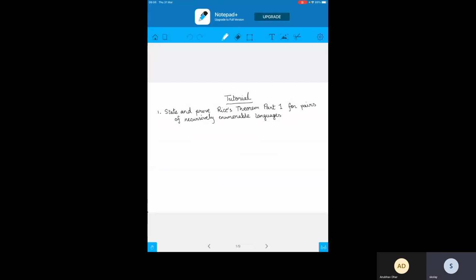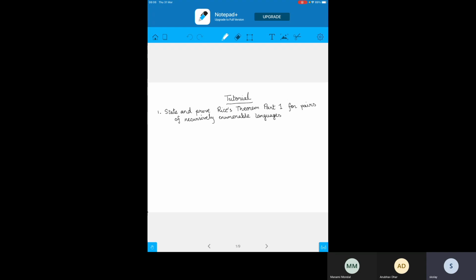So for Rice's theorem part 1, do you remember what it states? Any non-trivial property is decidable. Yes, for a non-trivial property, it is not decidable. So now firstly, what does it mean?